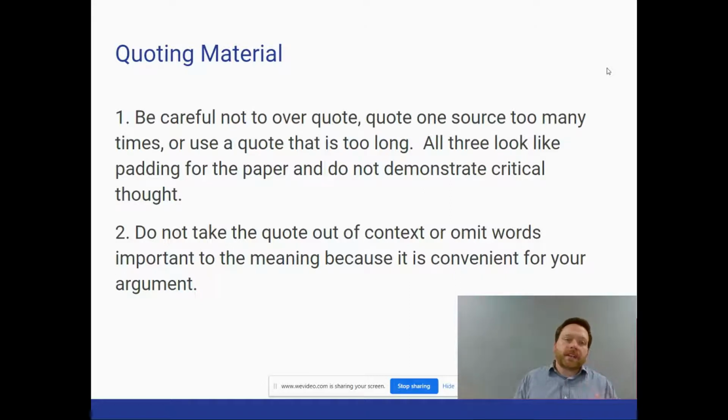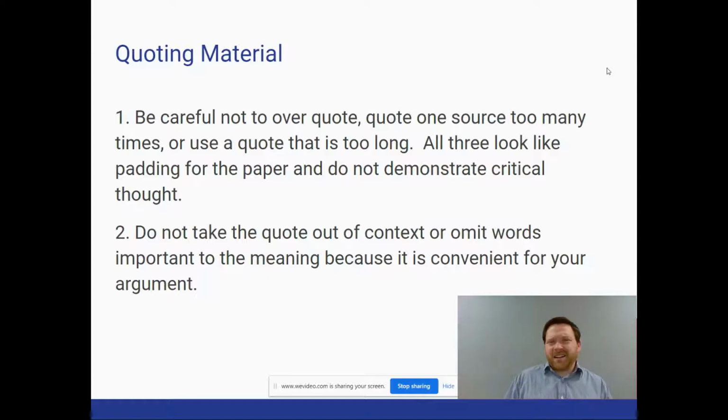So the first thing here is be careful not to overquote, quote one source too many times, or use a quote that is too long. They all look like padding, and they don't demonstrate critical thought. So this is really the whole idea of you have this one idea, and you are using it as a crutch, and you end up writing a book report.